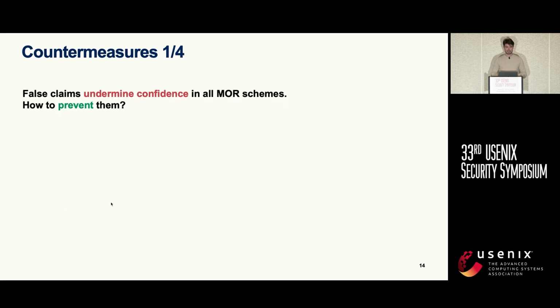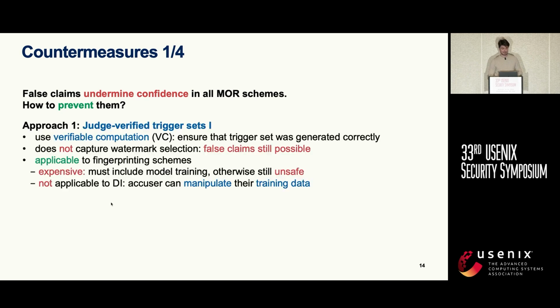So what can we actually do to alleviate this? Not that much when you think about it. First of all, you might say, OK, verified computation. We'll try to ensure that the trigger set was generated correctly, and then have a VC proof that will show, OK, you actually obeyed the protocol. Well, this doesn't actually capture the watermark selection, because when you think about watermarking, usually the trigger set is the input into the scheme that is part of the core assumptions. That is not captured by VC. However, it is applicable to fingerprinting schemes, because we can put everything into the VC proof.